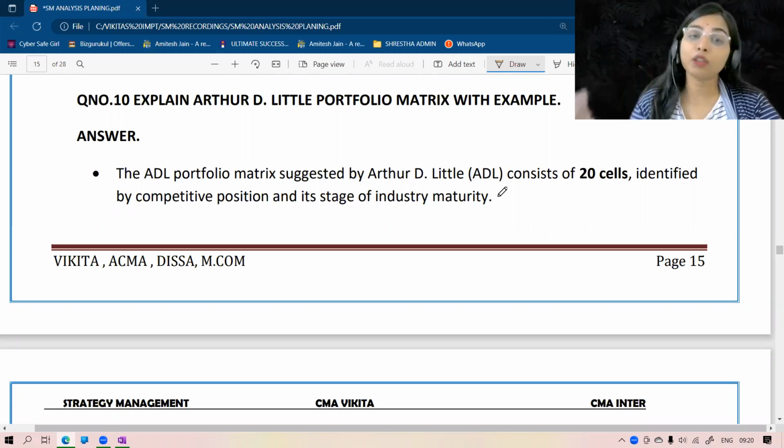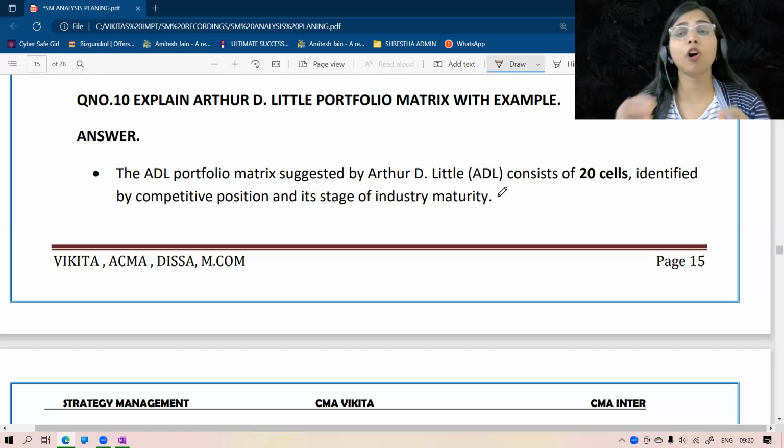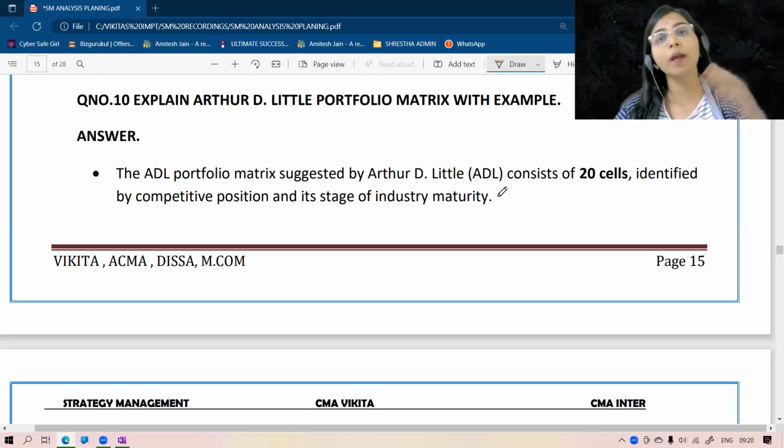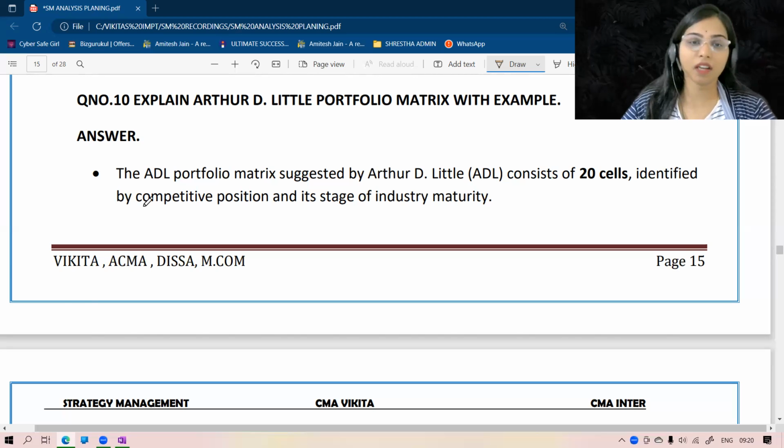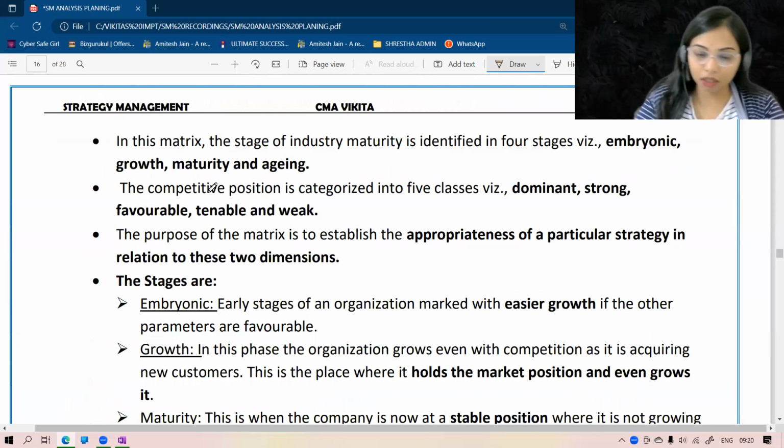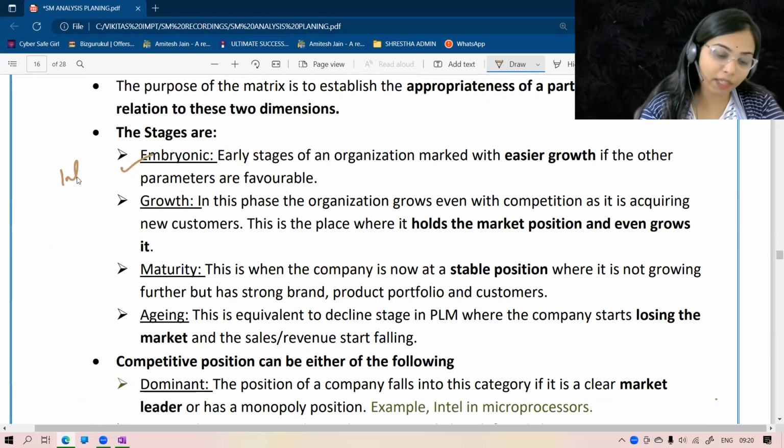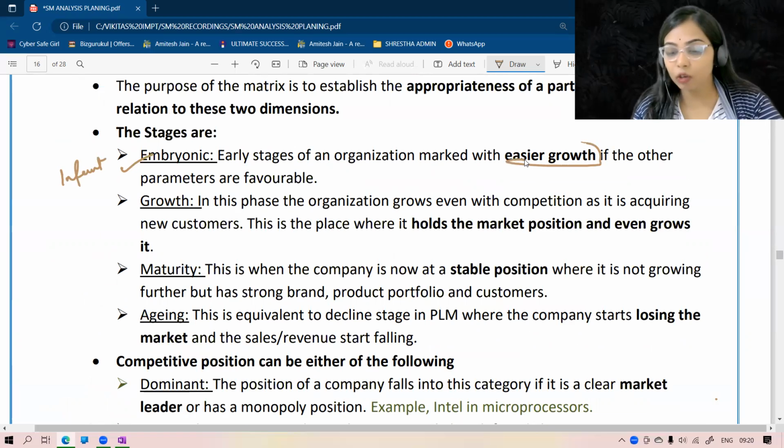Now, in the same way, when I took the Arthur D. Little portfolio matrix in the last video, I just overall told you that this particular matrix consists of the competitive position and the industry maturity, like how and when the industry is being matured. First is the embryonic stage, then comes the growth. I am just repeating it so that it is better for you, and if I have forgotten some points, you can just jot down the points here.